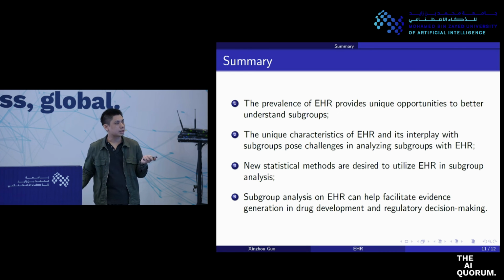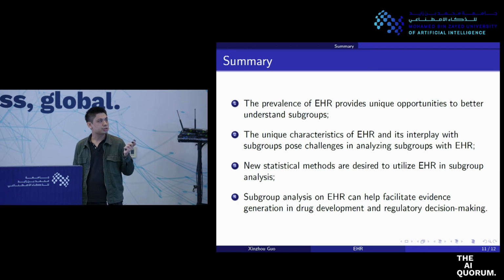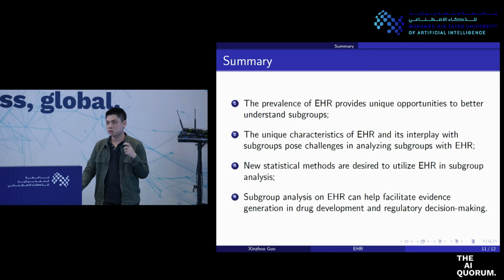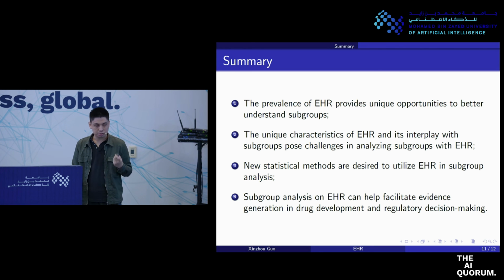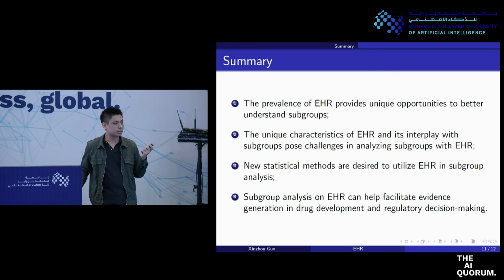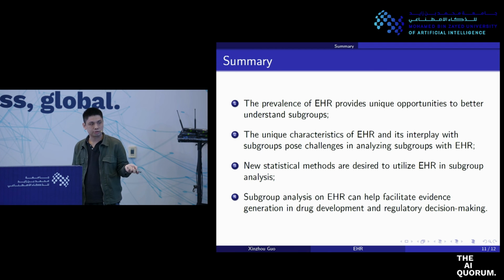And the second is that although we have many potential benefits of using EHR data to analyze subgroups, there also exist some challenges because of the unique characteristics of EHR and its interplay with the subgroups. To address this challenge and make the subgroup analysis on EHR come true, we need to develop a proper statistical method to utilize EHR in subgroup analysis. And in the end, we can see from our example, subgroup analysis on EHR can help facilitate evidence generation in drug development and regulatory decision making.